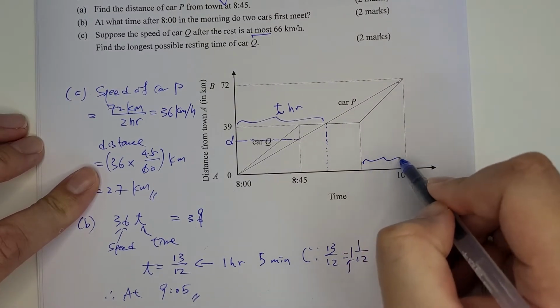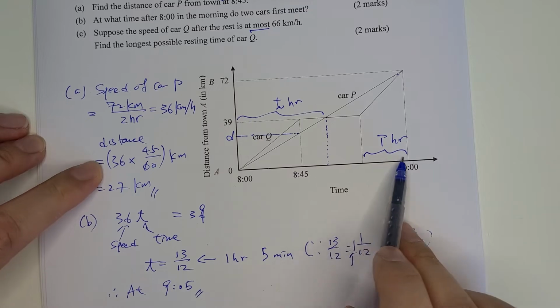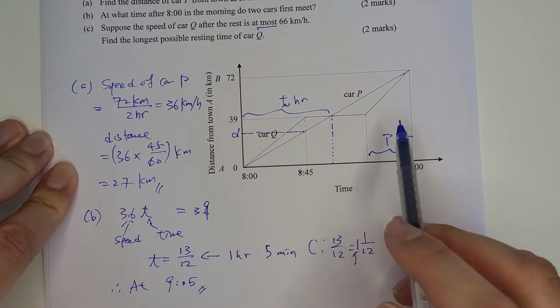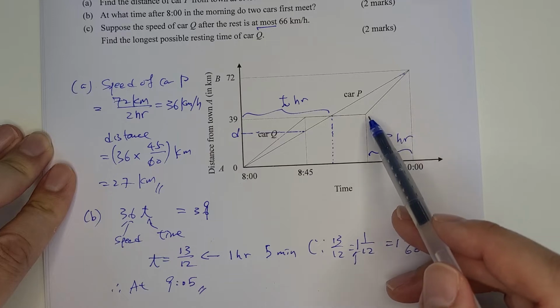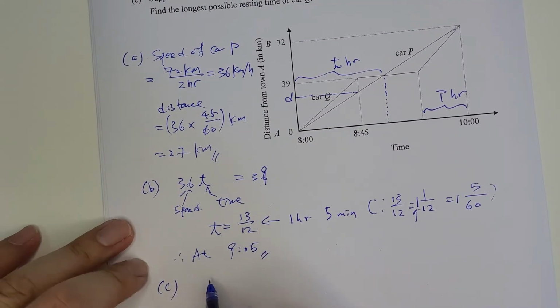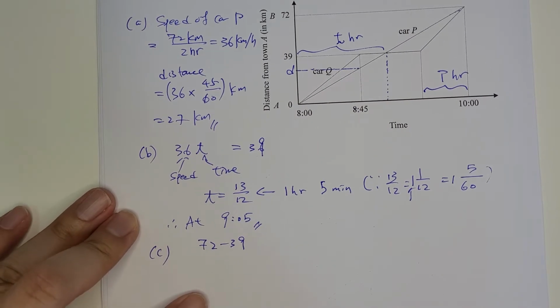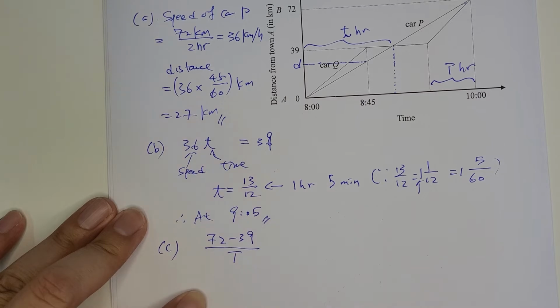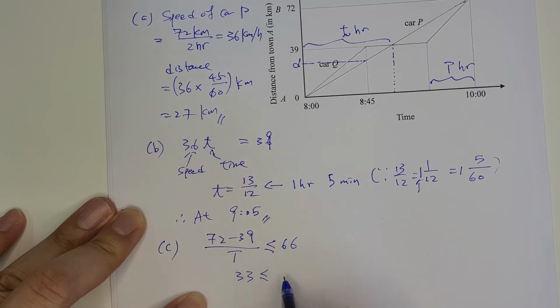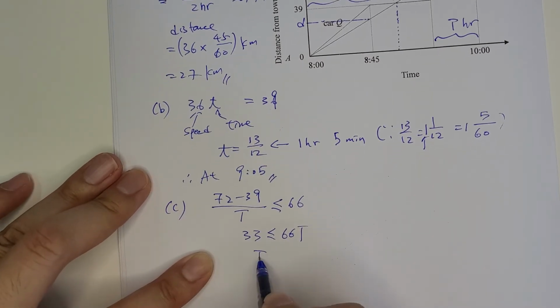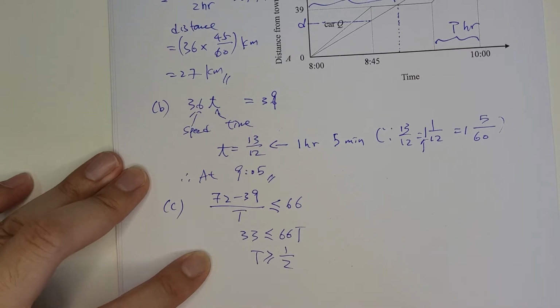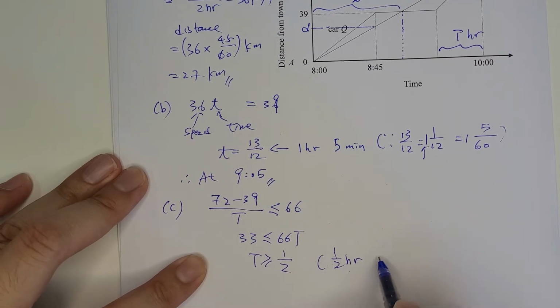Suppose it takes T, capital letter T, hours for the second journey of car Q from 39 to 72. So we can write: 72 minus 39, that's the distance traveled by car Q in the second journey, over capital T hours, should be at most 66. Distance over time is speed. So 33 is less than or equal to 66 times capital T. So T is at most 1 over 2, that is 1/2 hour. That means 30 minutes.